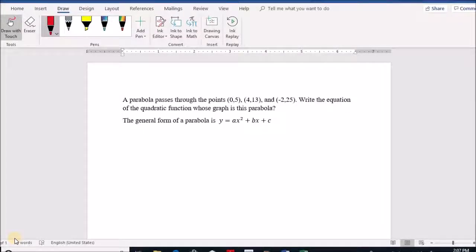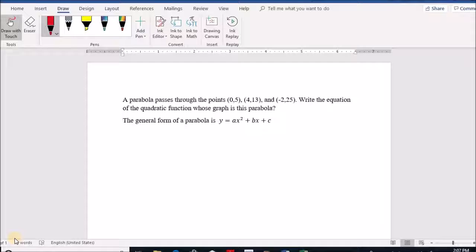Hello everybody, here's an example on how to find the equation of a parabola that passes through 3 points. So this question says a parabola passes through the points (0, 5), (4, 13), and (-2, 25). We want to write an equation of the quadratic function whose graph is this parabola.